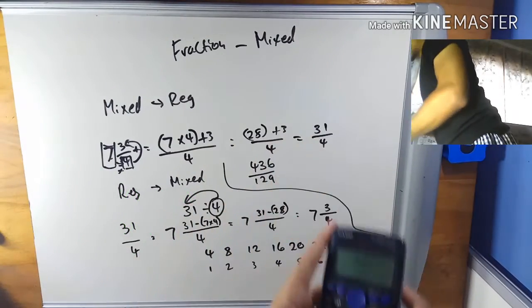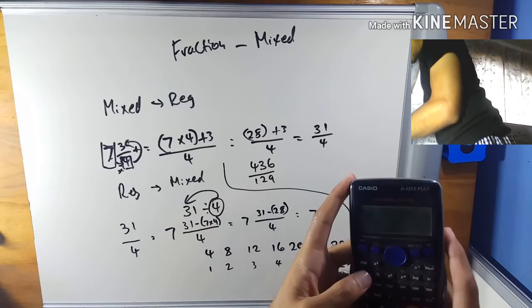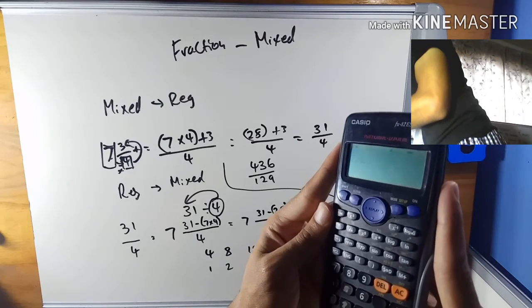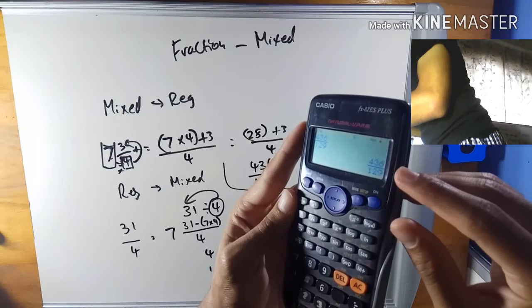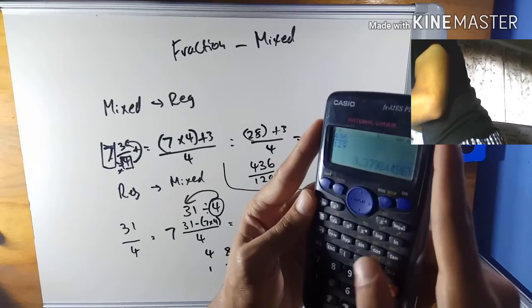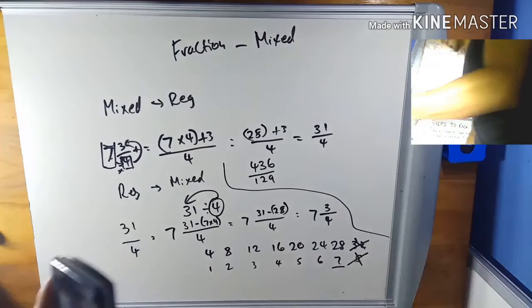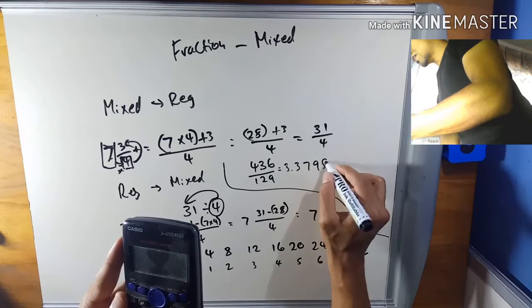So what is it? It is 436 over 129. You just write this down in your calculator and press equals. Notice that this value does not get simplified because it remains exactly the same. Once you get that, you press S-D and you get 3.3798, whatever. So I'm just going to write that down, 3.3798.